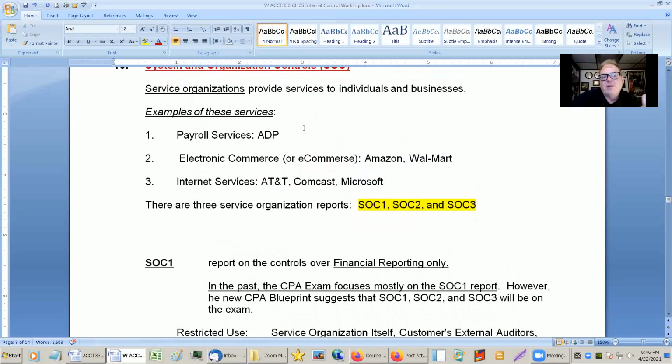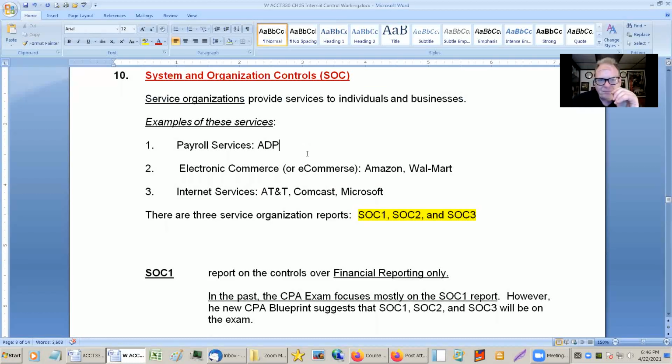Now you say, who cares about these things? Services, big deal. Well, here's the problem you have. Let's take payroll. If Roosevelt University uses ADP for their payroll, just because somebody else is doing it doesn't mean you're off the hook for payroll. You have to know whether those controls over payroll are appropriate. Just because somebody else is doing it doesn't mean you don't have to get some kind of assurance about the internal controls.